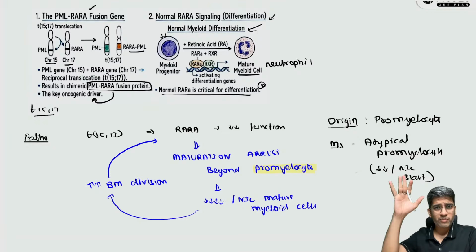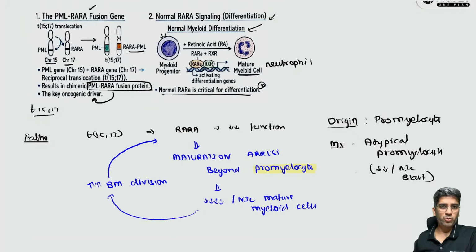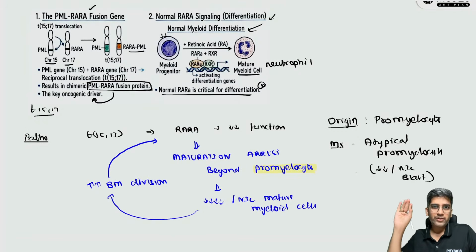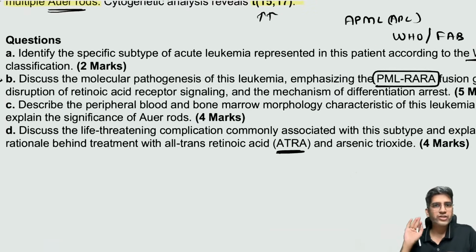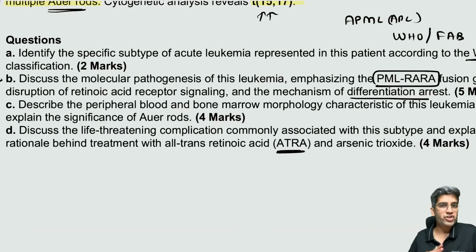Simple. I know what is normal. Once the normal goes away, I know what's going to happen. The vicious cycle ends up having acute promyelocytes, right? So that was the second question. The question was asking, just explain to me the pathogenesis, the molecular pathogenesis, emphasizing the mechanism of differentiation errors, right?